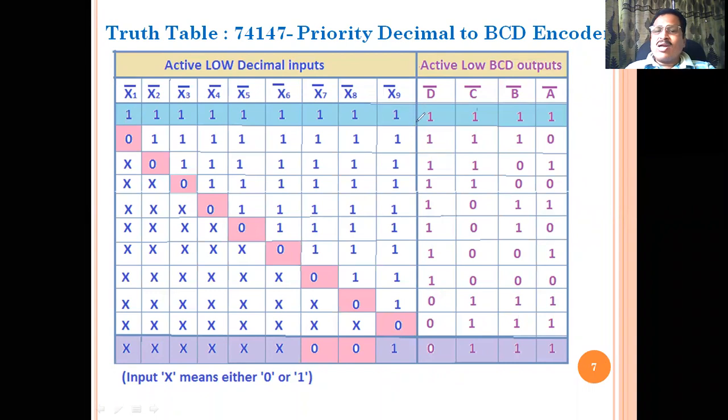None of the inputs is at logic 0. Selection is when that input is at logic 0. X1, X2, X3 up to X9 are all at logic 1, which means no one is selected. Therefore, the IC selects itself automatically decimal input number 0.